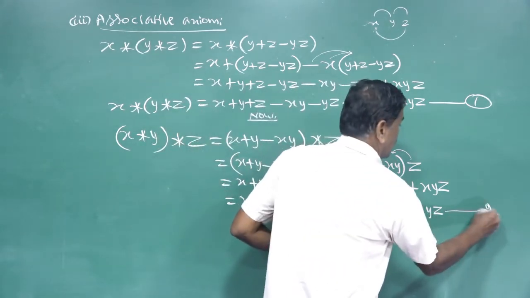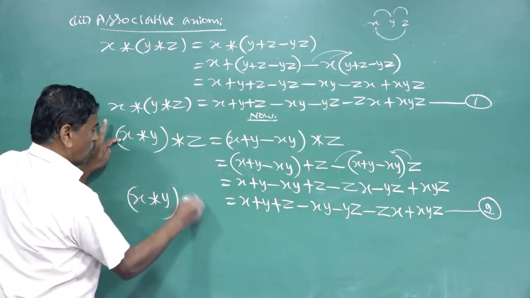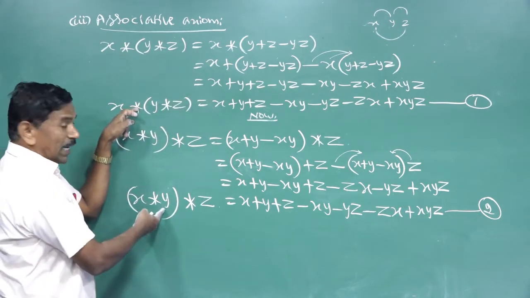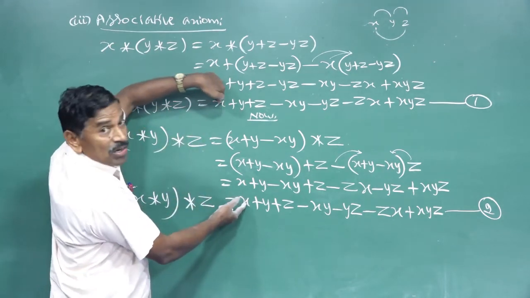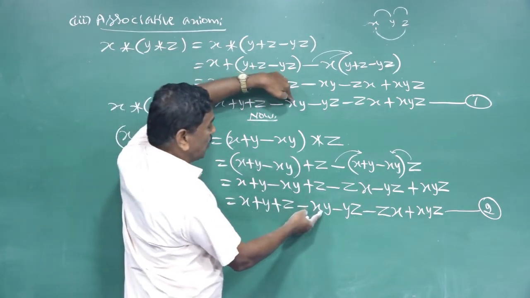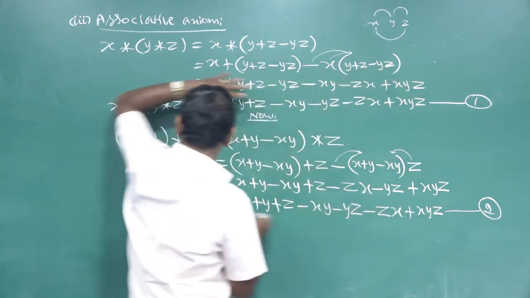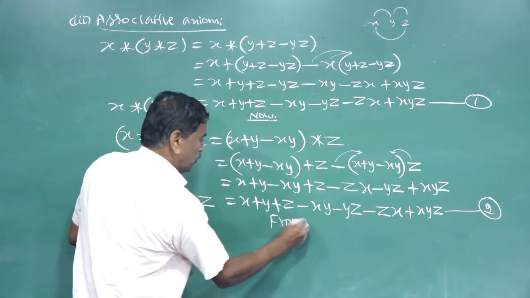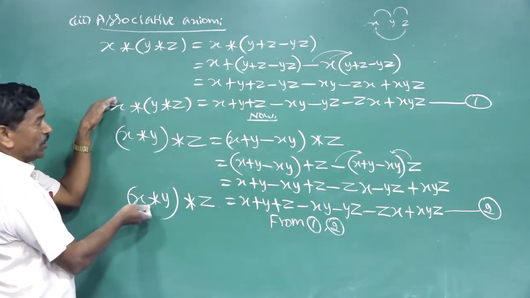Let it be equation number 2, whose left hand side is x star y star z. Now, the first equation is the LHS of the associative law and the second equation is the RHS. By individual inspection, I want to verify whether the RHS are equal or not. Yes, x plus y plus z minus xy minus yz minus zx plus xyz. So RHS are equal, therefore LHS are equal. From 1 and 2 it is clear that RHS are equal, therefore LHS are equal.